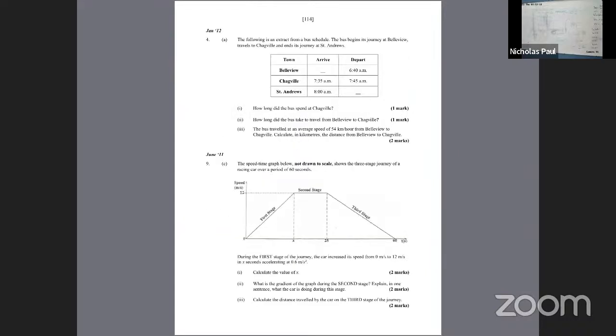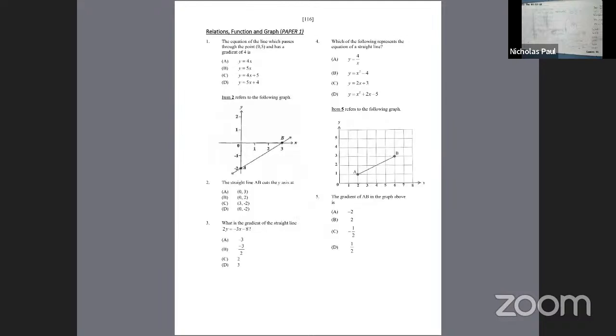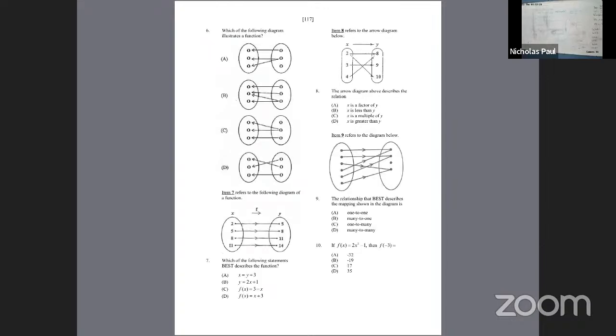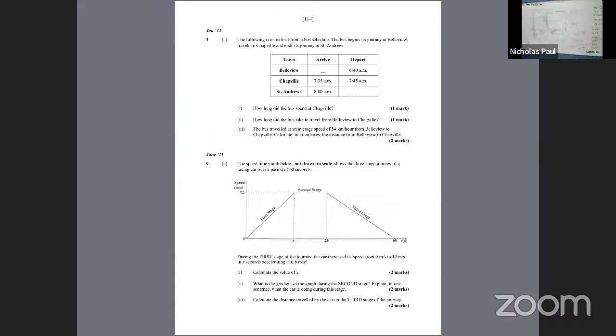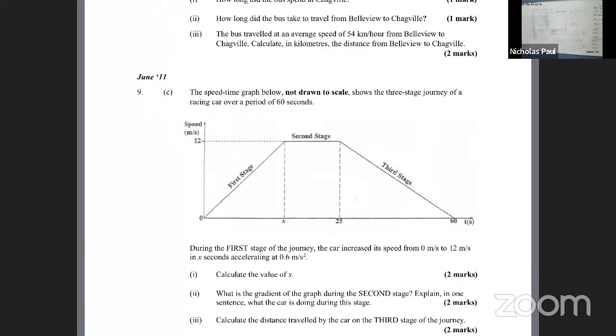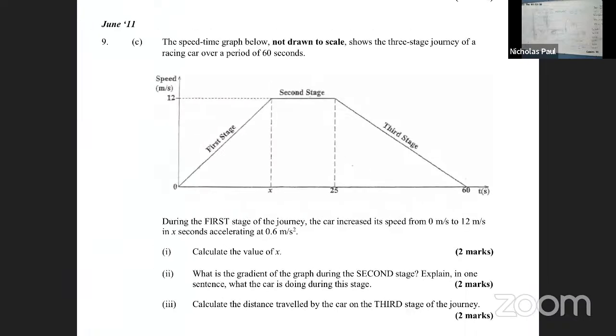All right, let us start with one where we can actually read the values. Let me see if I can see that. So we have a speed time graph here, right? So we're looking at the speed time notes, right?